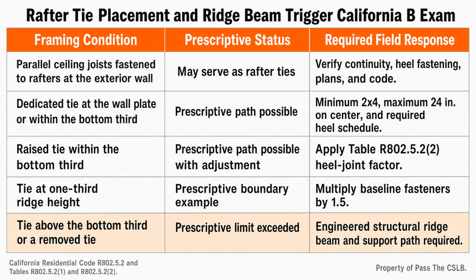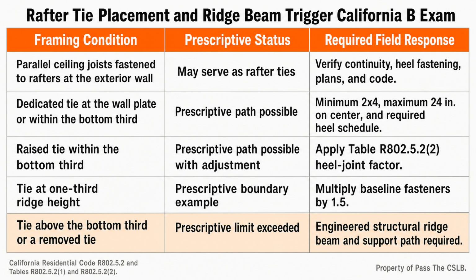The easy mistake is to look at the collar tie and assume that any horizontal member must be helping with wall spread. Location defeats that assumption. A tie near the ridge does not close the bottom of the triangle where the outward thrust acts. It may secure the ridge against uplift separation, but it cannot be treated as the lower rafter tie.